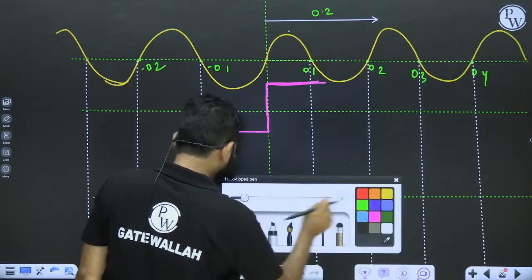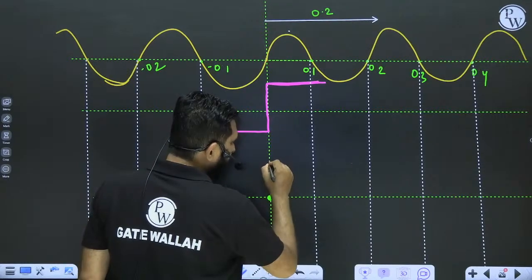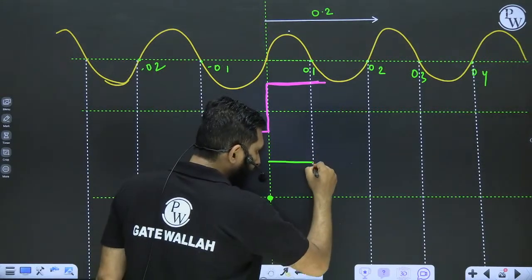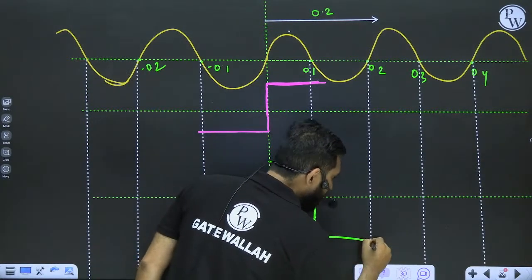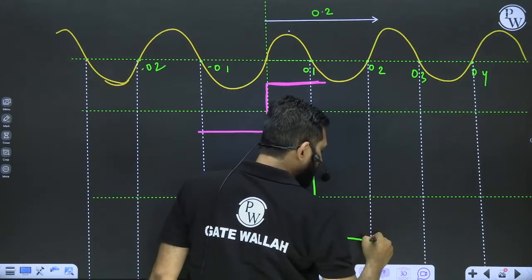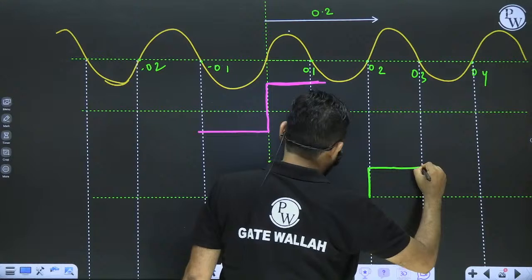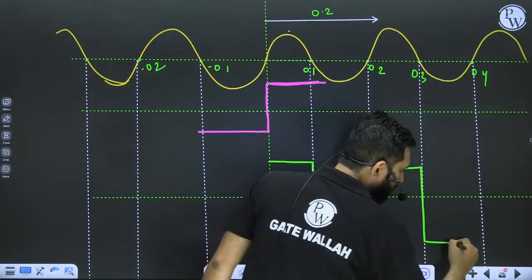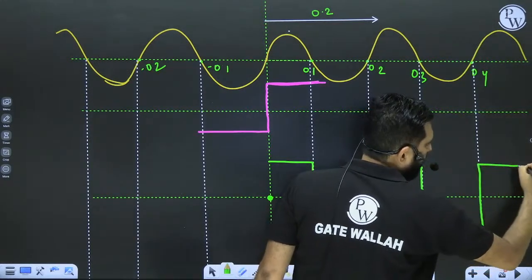Let us take this one. See, this is 0. So I will get 1. And then I will get minus 1. Again I will get 1. See, it is greater than 0. For this reason I will get 1. Again I will get minus 1. Again I will get 1.